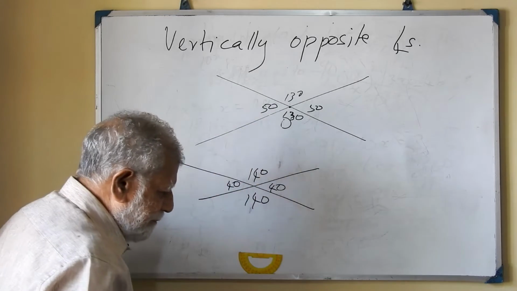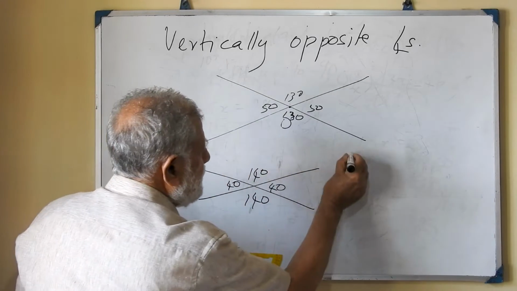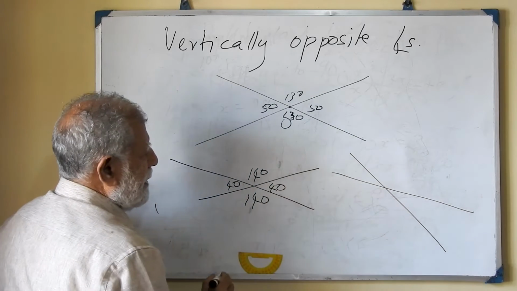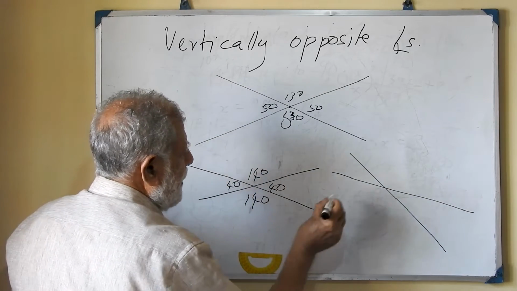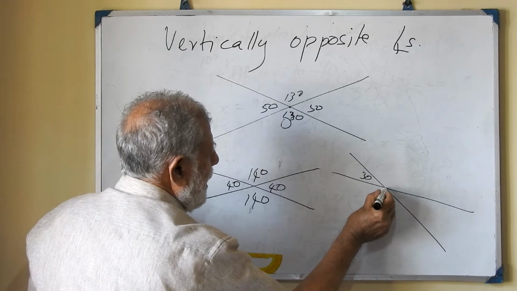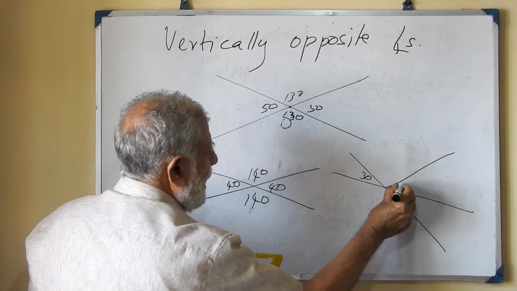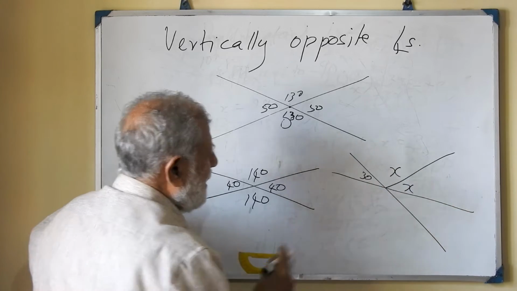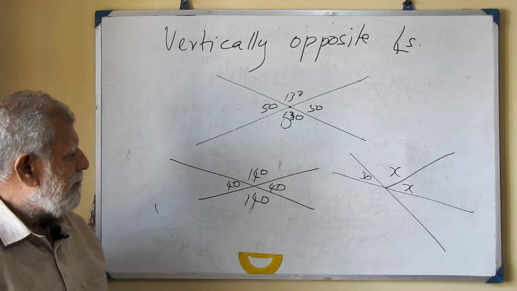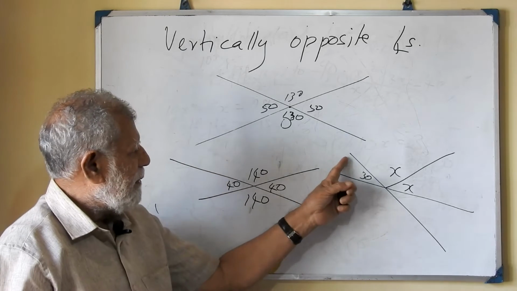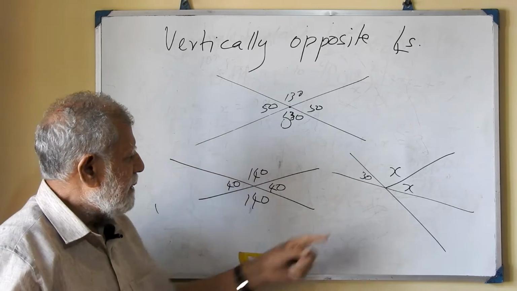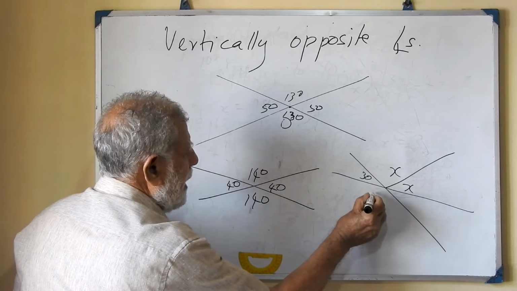We'll take another problem. Look at this one. Here two straight lines intersecting, and we take this as, say, 30. And we have a line here, and we call these x and x. You have to find the value of x. How can we do that? Now we know that this is a straight line, so angles on a straight line add up to 180 degrees. So if this is 30, this is 150.